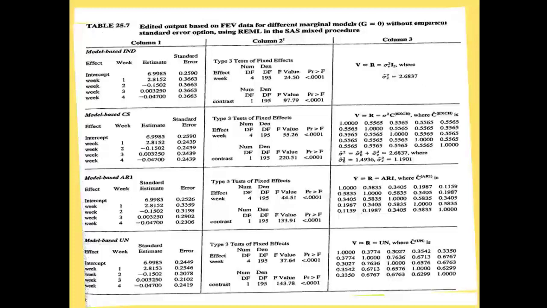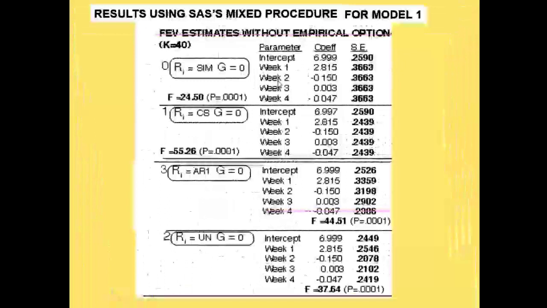Now, what about the column in the middle? Notice that in the column in the middle, there are actually two test statistics for each choice of R. There's one here, a 24.50, and there's one here, 97.79. Okay. What's the 24.50? Well, go back to this slide. You see the 24.50? What was that testing?